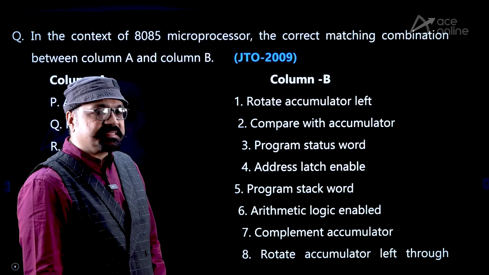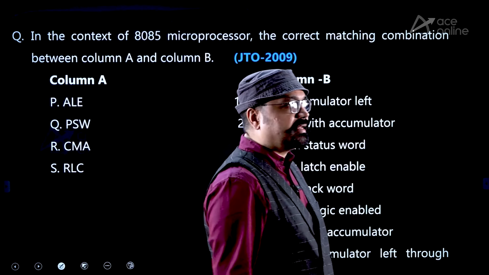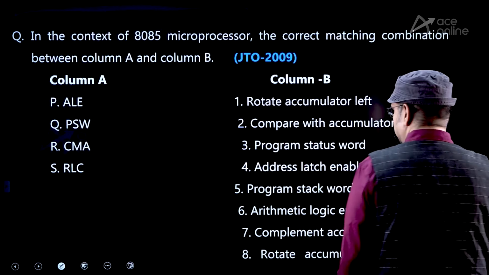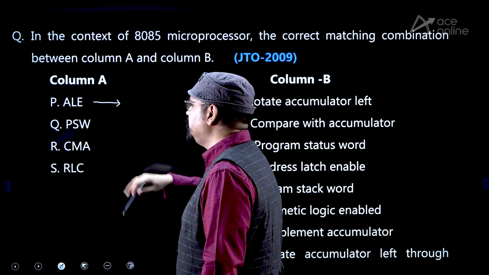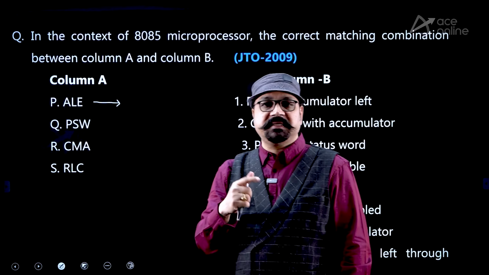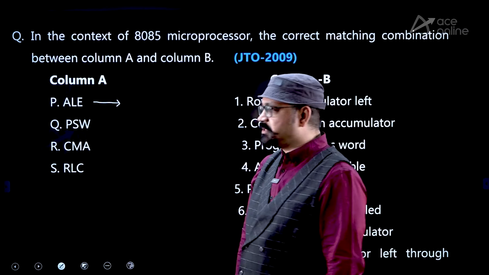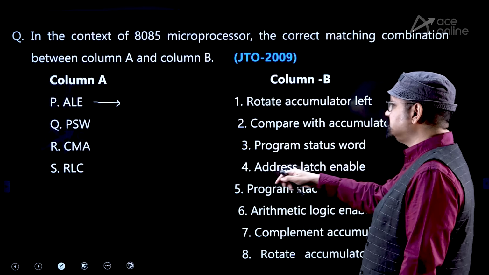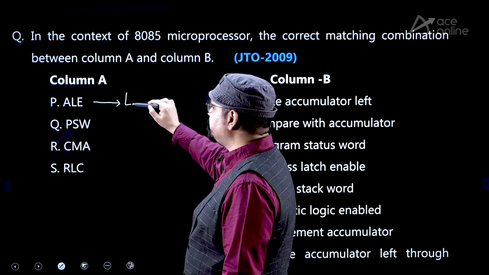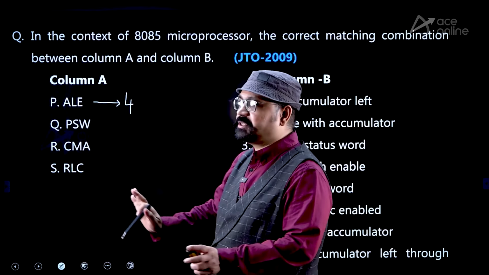Now what does ALE stand for? As all of you know, ALE stands for address latch enable. ALE is a signal, address latch enable. It is used for demultiplexing the multiplexed address data buses of 8085. So where is ALE, address latch enable? Not arithmetic logic enabled, address latch enabled. So P matches with 4. No explanation, directly I am telling.